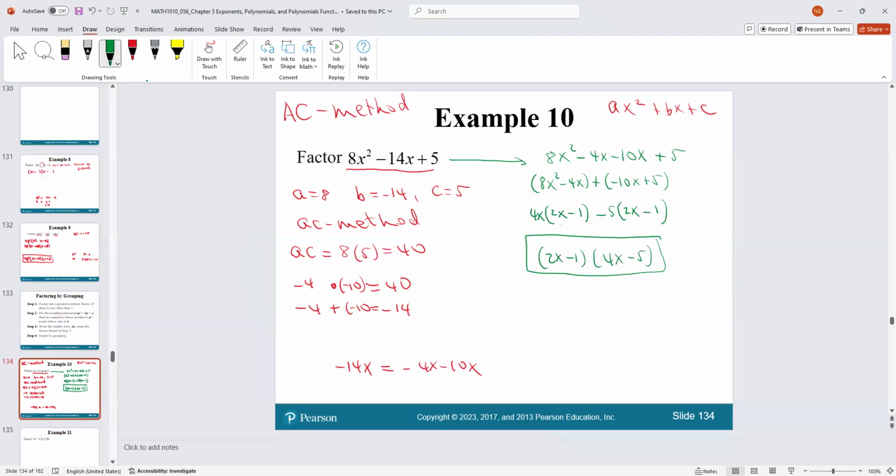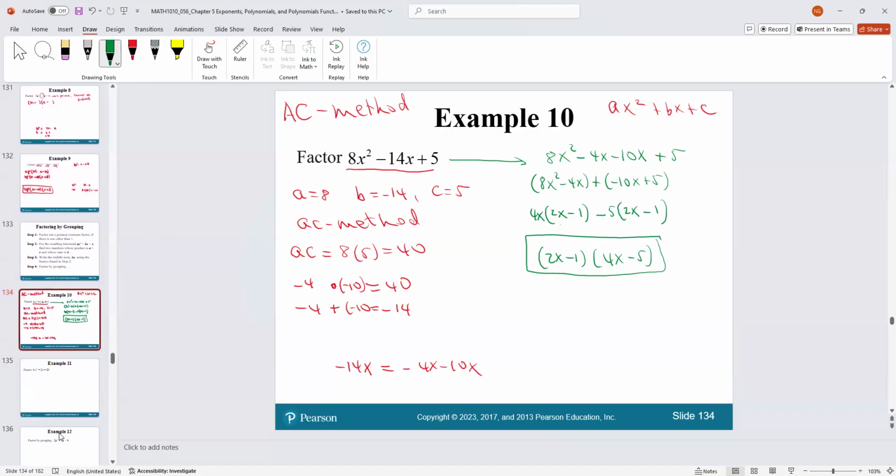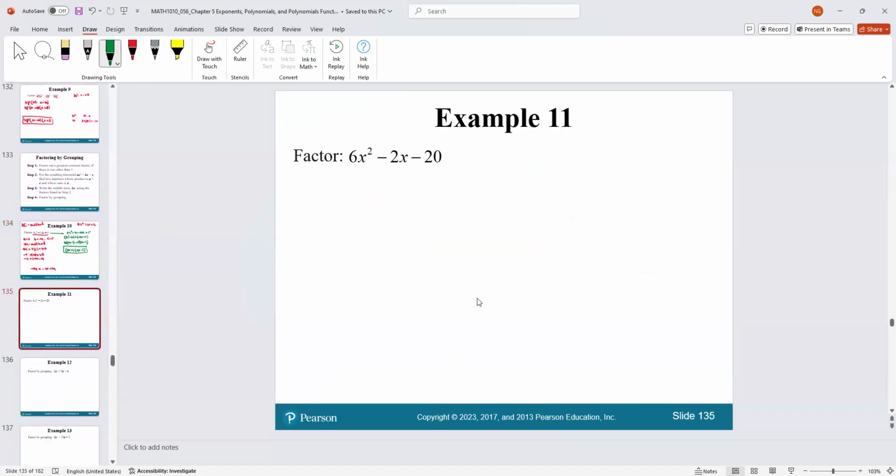We can even try some different ones. Let's try a few other ones. Like here, again, AC. A, B, and C. Remember, A is 6, B is -2, C is -20. If you do 6 times -20, it gives you -120. Two numbers that, when you multiply them, give you -120, but when you add them, give you only -2.